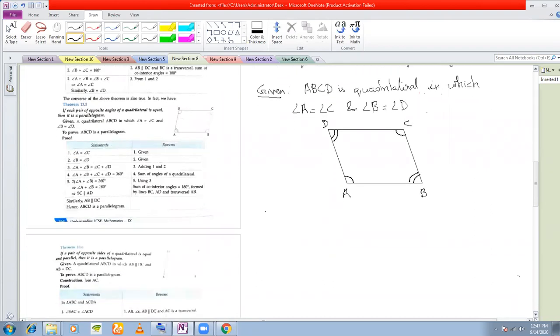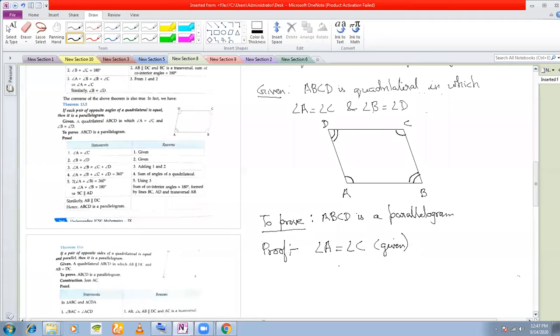To prove, ABCD is a parallelogram. So we now start with the proof. First of all, you see that it is given angle A is equal to angle C. Given. Also given is angle B is equal to angle D.